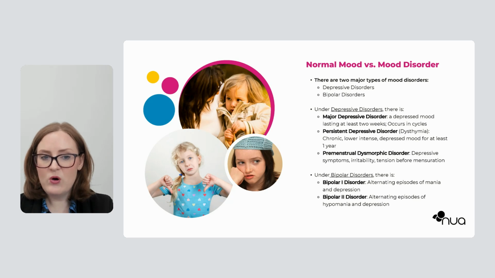Then in terms of bipolar disorders, there are 2 types. Bipolar 1 disorder, which is alternating episodes of mania and depression, and bipolar 2 disorder, which is alternating episodes of hypomania and depression.